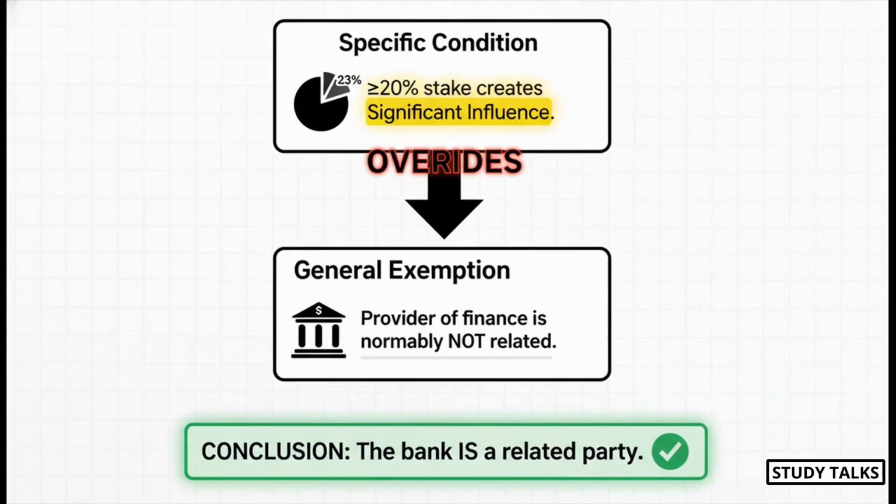We said that a bank is normally not a related party, right? But in this case, the bank also owns 23% of the company's shares. That 23% holding presumes significant influence. So you have two rules clashing here. But the specific rule about significant influence always wins against the general exemption for providers of finance. So in this case, yes, the bank is a related party.